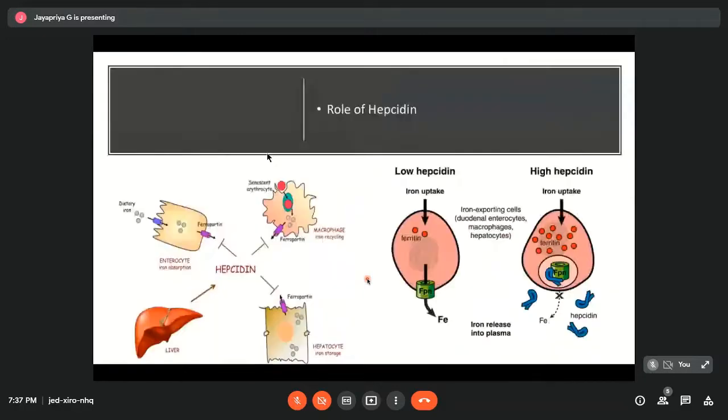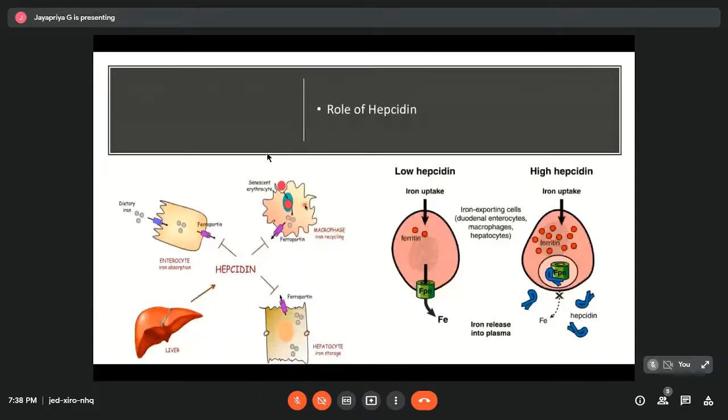So what does hepcidin do? We already said that the fundamental mechanism happening is that all the iron gets stored in the reticuloendothelial cells. This is done by hepcidin. The receptor for hepcidin is ferroportin. Ferroportin is the only iron exporter that exports iron from the cells where iron is stored as ferritin.